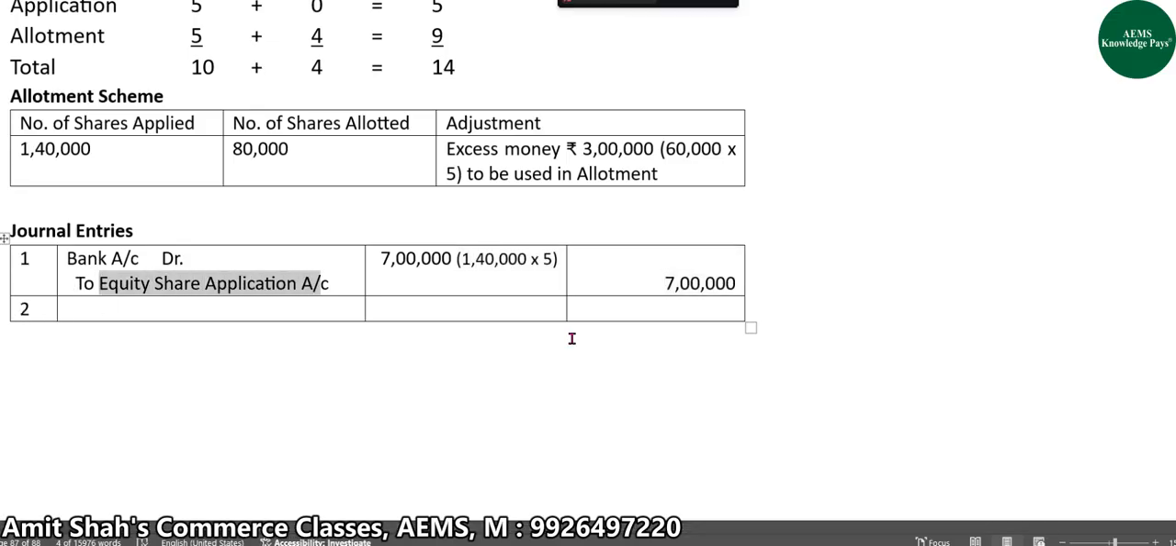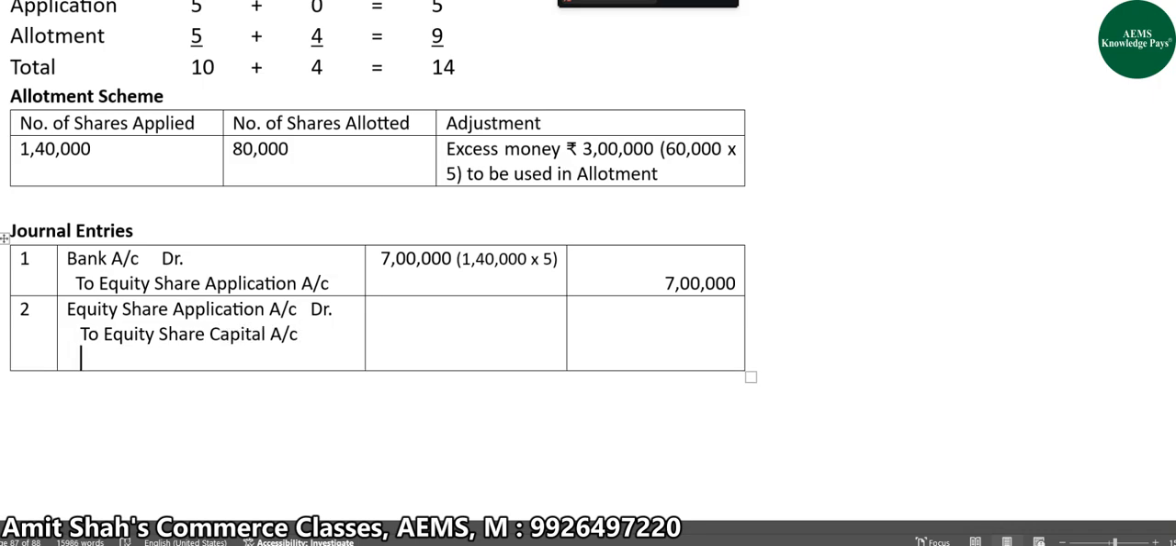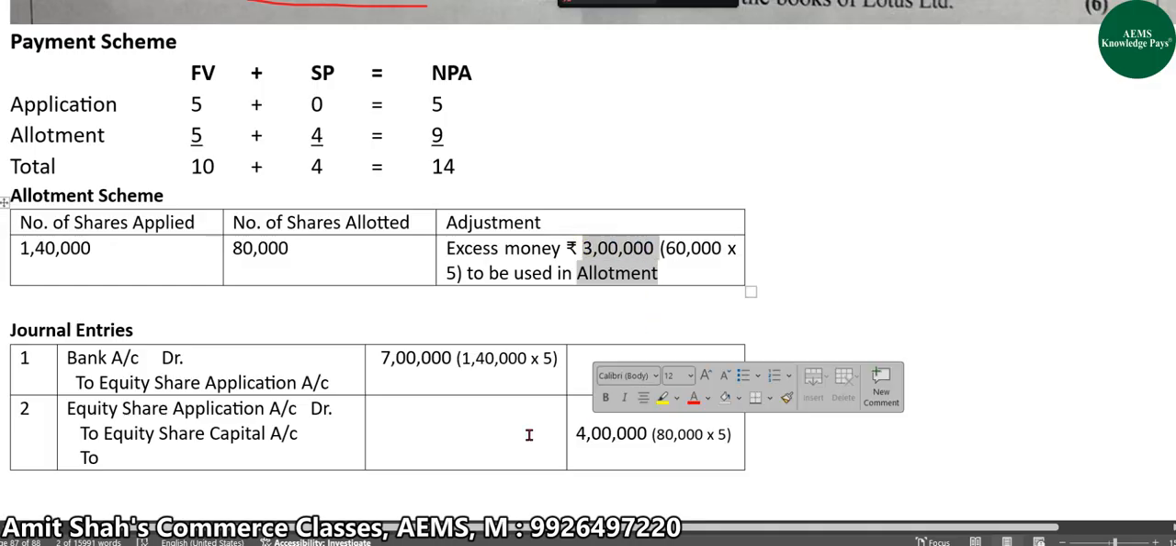In the second entry, we will debit equity share application account and will credit equity share capital account. Capital account is always used for the number of shares allotted, and the number of shares allotted is 80,000. Face value of application money is 5, and capital account is always used for face value, guys. So the number of shares allotted is 80,000 and the face value of application money is rupees 5. It means 80,000 into 5, that is 4 lakhs, we will credit to equity share capital account. And the excess money we would be using for allotment. So right away we will transfer this 3 lakhs to allotment.